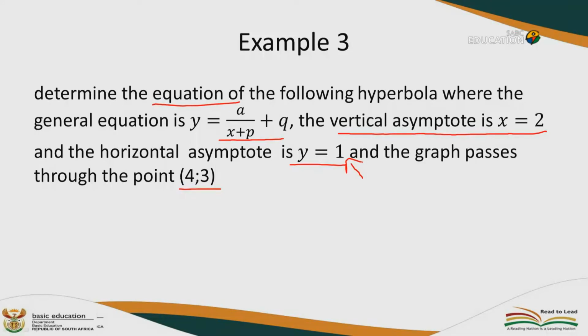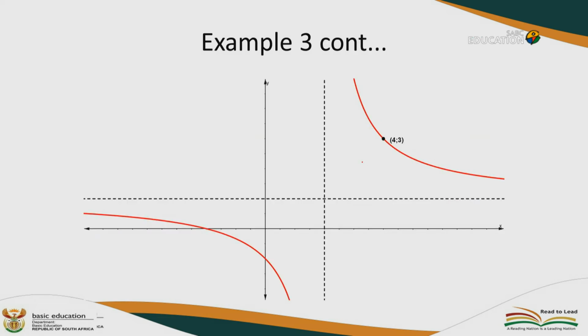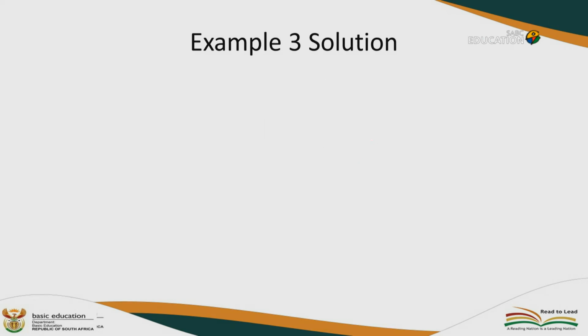Okay, so we can clearly see we have the asymptotes and a point, so we'll need to find what the value of A is when we do our calculation. So this is basically the graph that we are given. We know these asymptotes are given to us, and we are going to make use of that point to determine the value of A. All right, so now let's look at the solution.